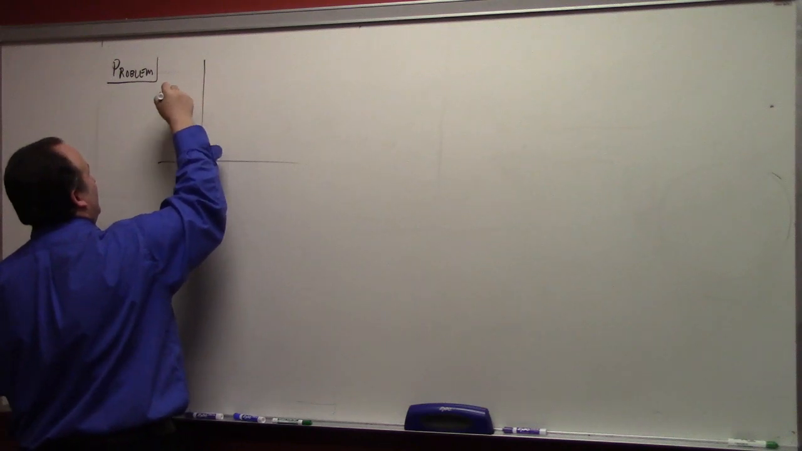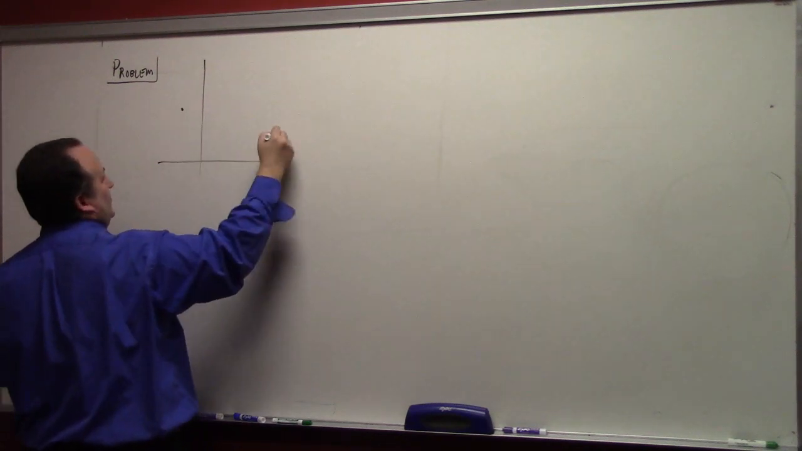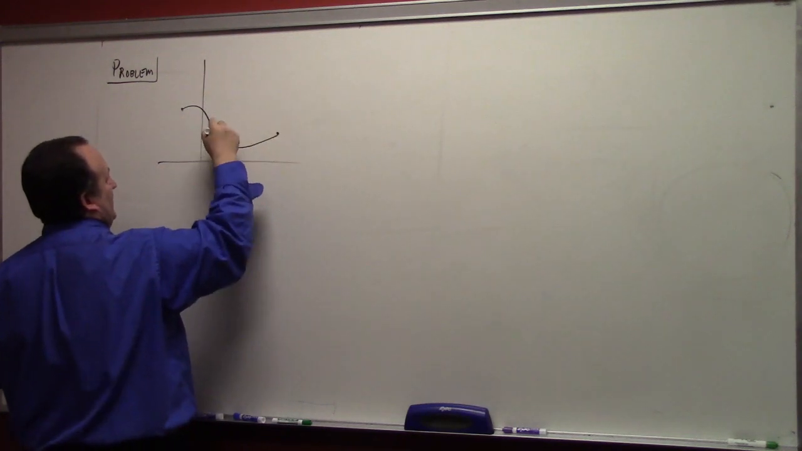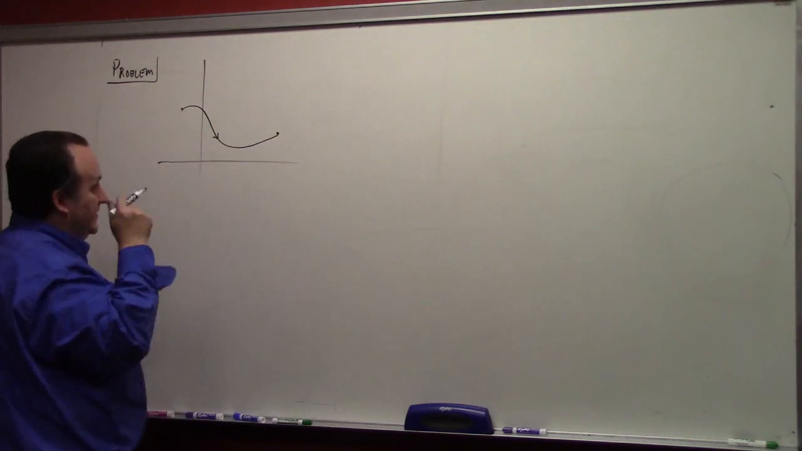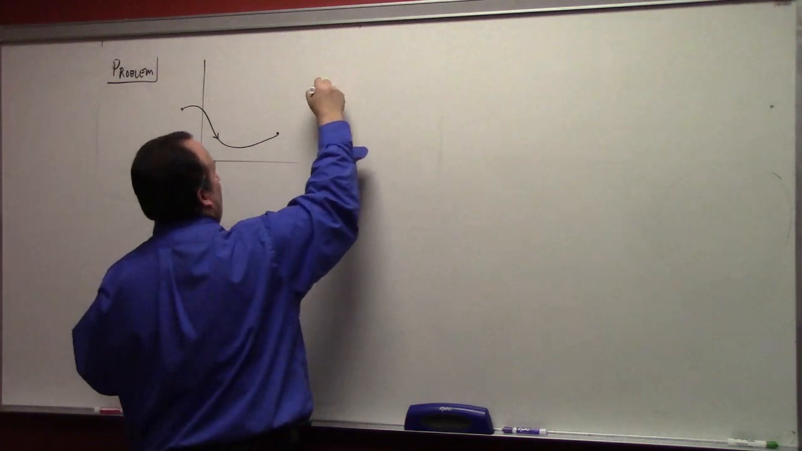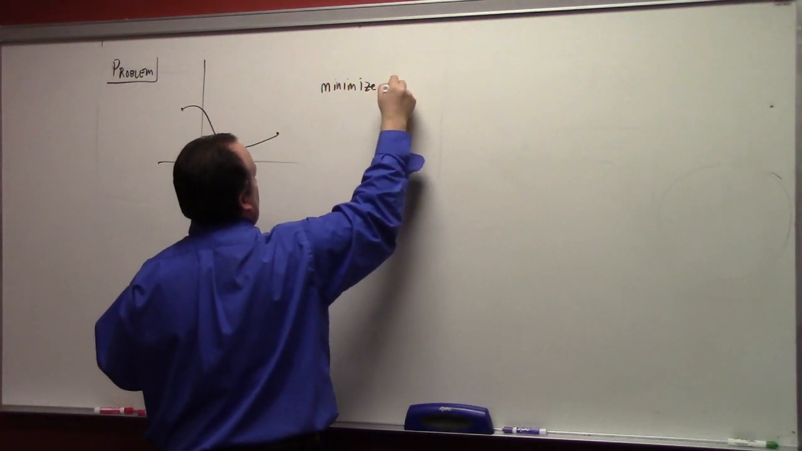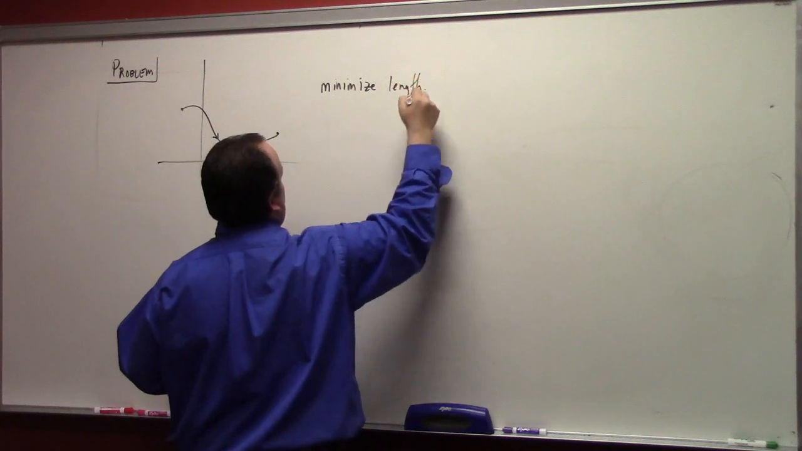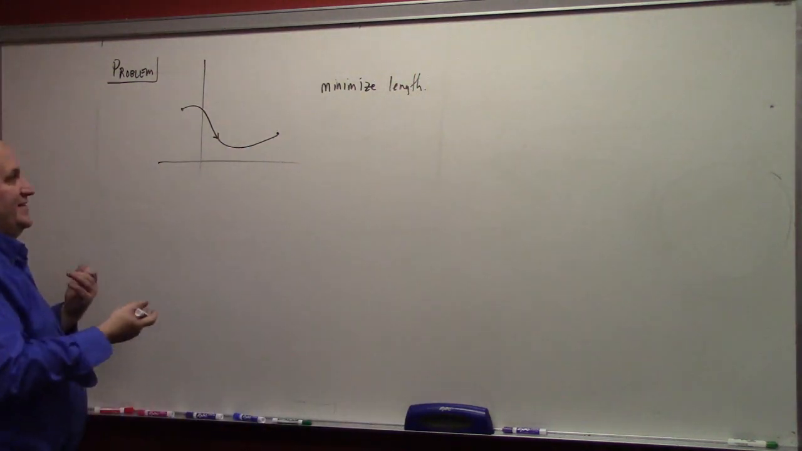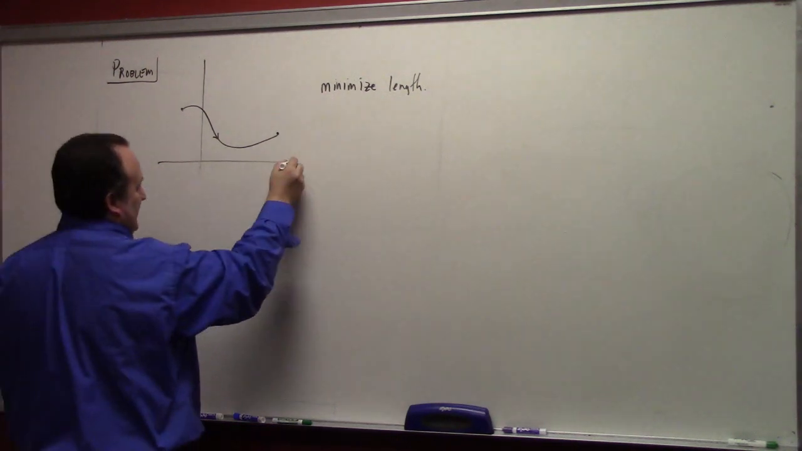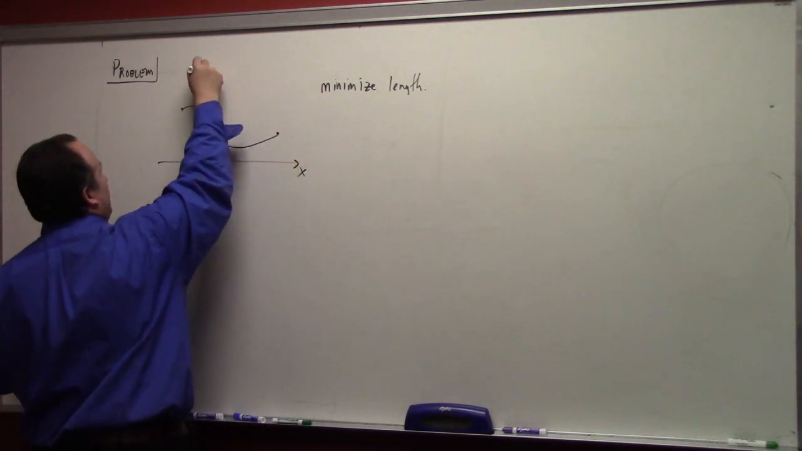You've got a point here, right? And you got another point over here. And the question is, if you think about all possible paths which go from there to there, minimize the length. Now this is a kind of dumb question because you know the answer already. You know how to minimize the length of a path going between 2 points in the plane, right?